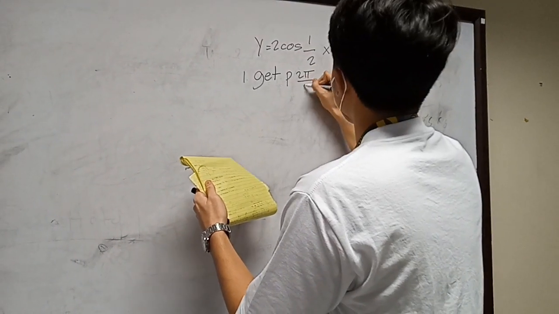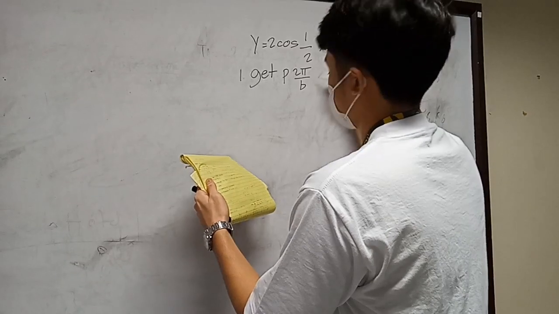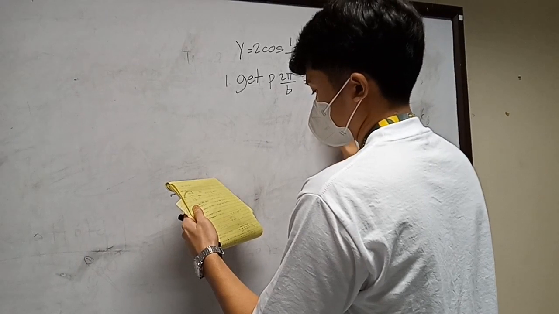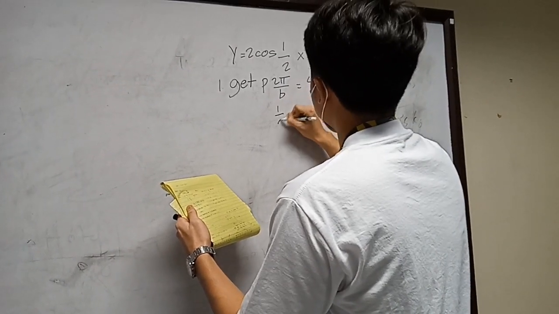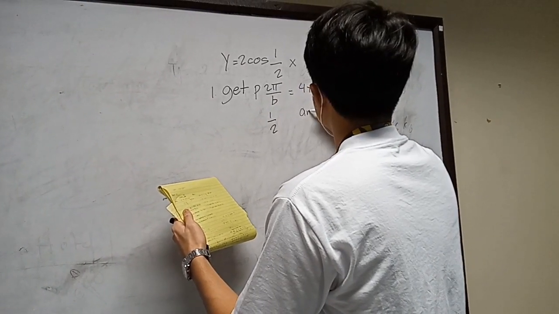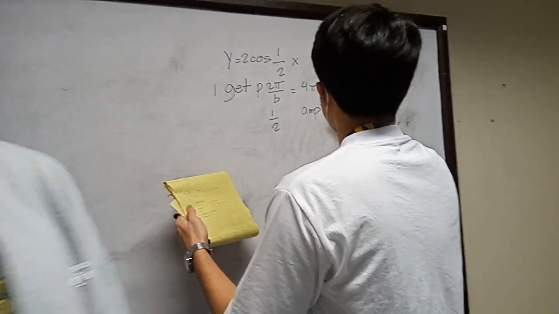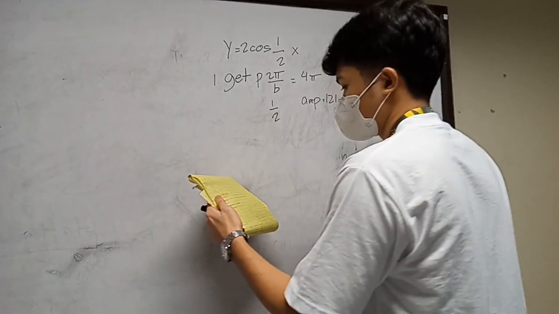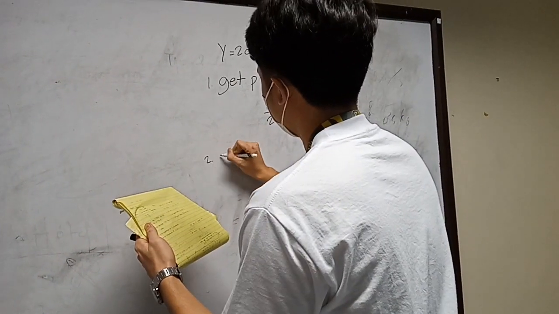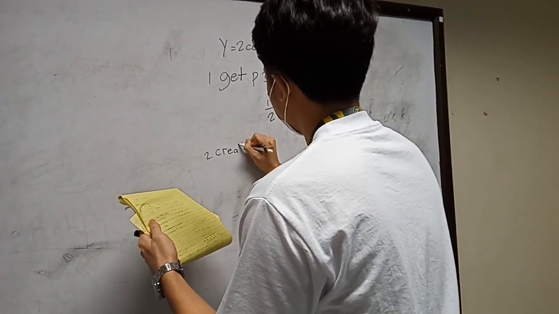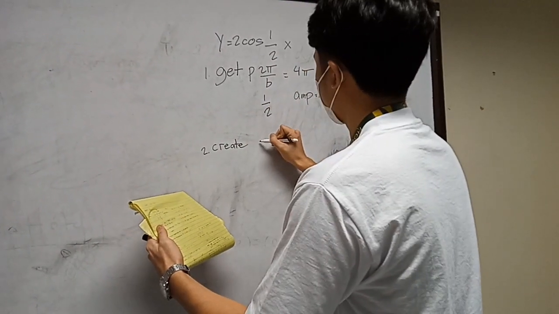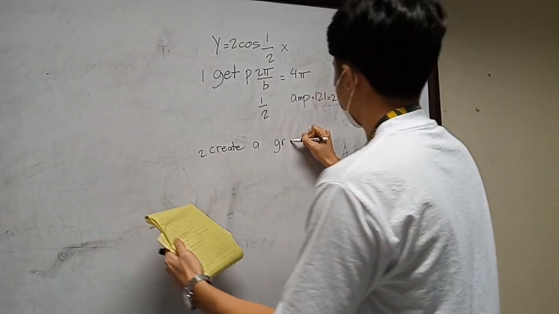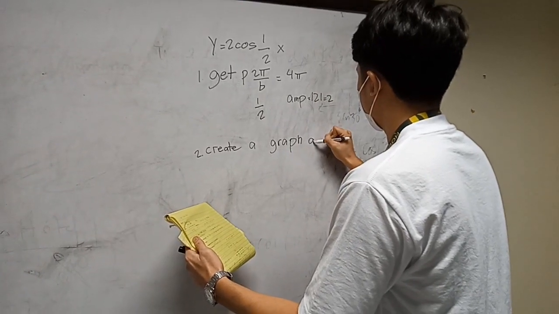Let's have an example. Our given is y equals cos 1/2 x. Now, we will apply the given steps in graphing cosine. First step, get the period and amplitude. To get the period, use the formula 2 pi over b. The value of a is 2 and b is 1/2. We will substitute the value of b to get the period, so we have 2 pi over 1/2 and the period is 4 pi.